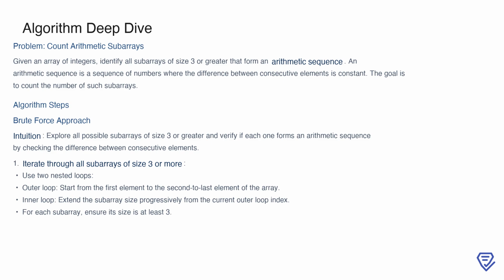To solve this, we can start by using a brute force approach. Here's the idea: we iterate through all possible subarrays of size 3 or more and check each one to see if it meets the criteria of an arithmetic sequence. To do this, we use two nested loops. The outer loop starts at the beginning of the array and goes to the second to last element, and the inner loop progressively extends the size of the subarray from the current index of the outer loop. For each subarray, we ensure that its size is at least 3 before performing further checks. This method guarantees that we examine all potential subarrays but can be computationally expensive.